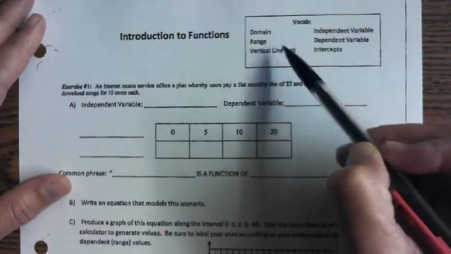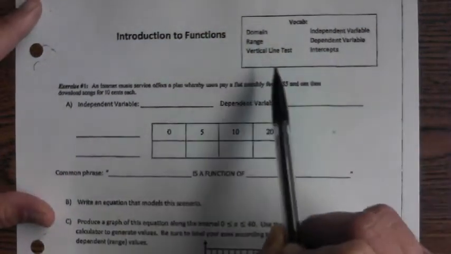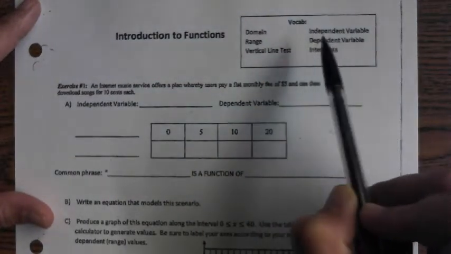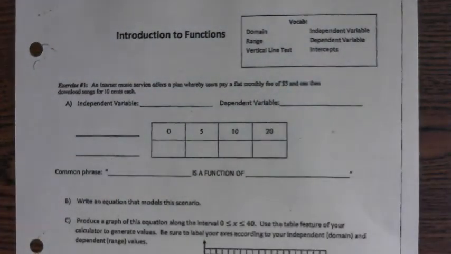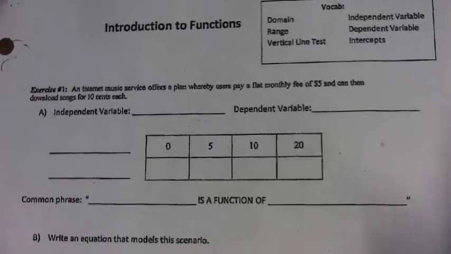We have a domain and a range. Those should work hand in hand mentally for you. Something called a vertical line test, which hopefully you've talked about. Independent variables versus dependent variables, and then intercepts. So those are the vocab words that will come up. And I start in this first exercise just kind of with a word problem.